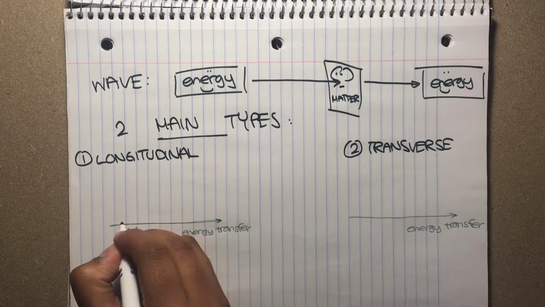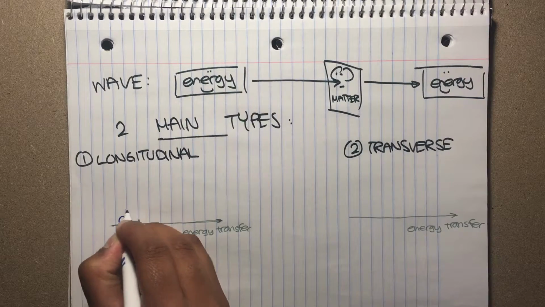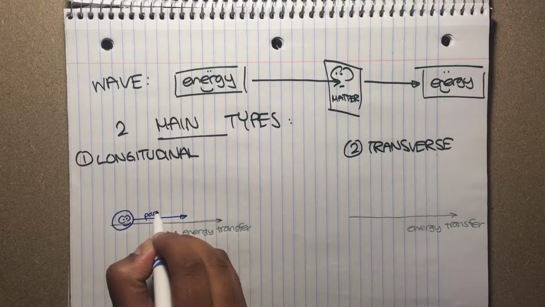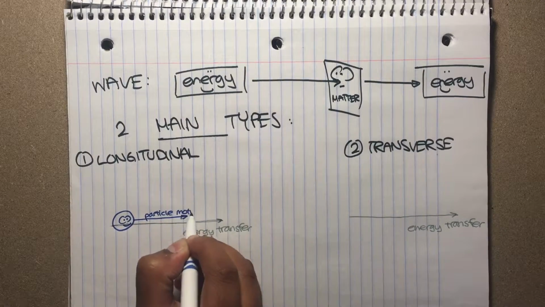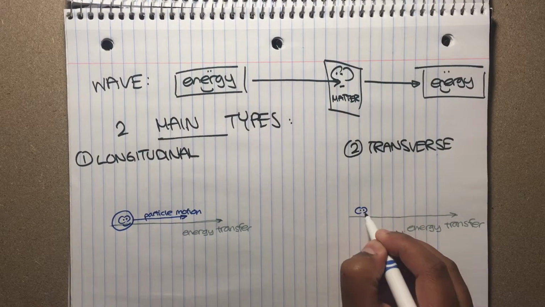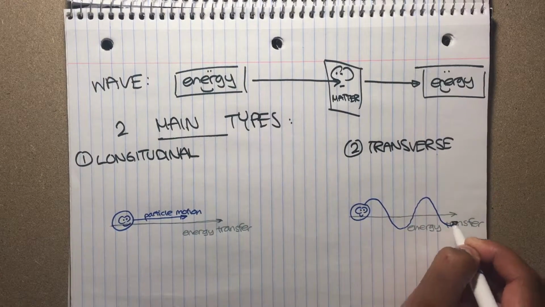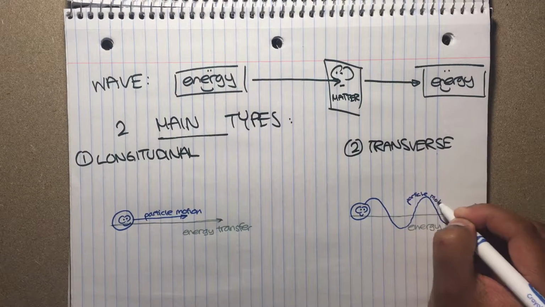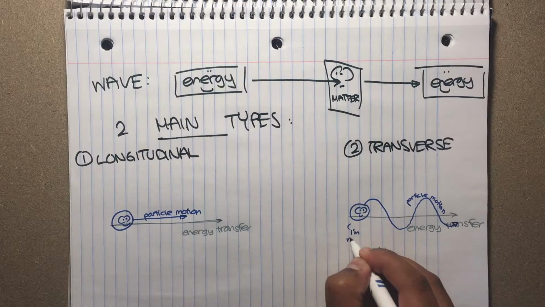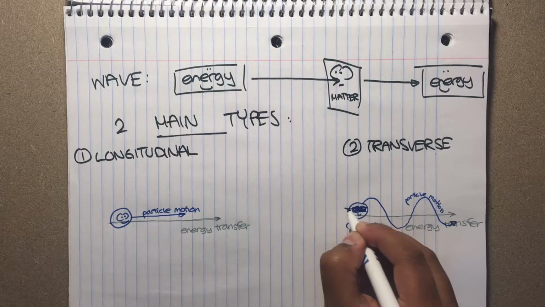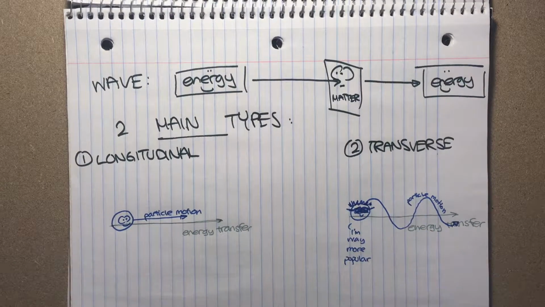In longitudinal waves, the particle motion is parallel to the direction of the energy transfer. If the energy is traveling to the right, then the particles are going that way too. In transverse waves, the particle motion is perpendicular to the direction of the energy transfer. In everyday life, waves are more often depicted as transverse waves. If the energy is traveling to the right in this case, the particles are going to travel up and down, perpendicular to the energy transfer.